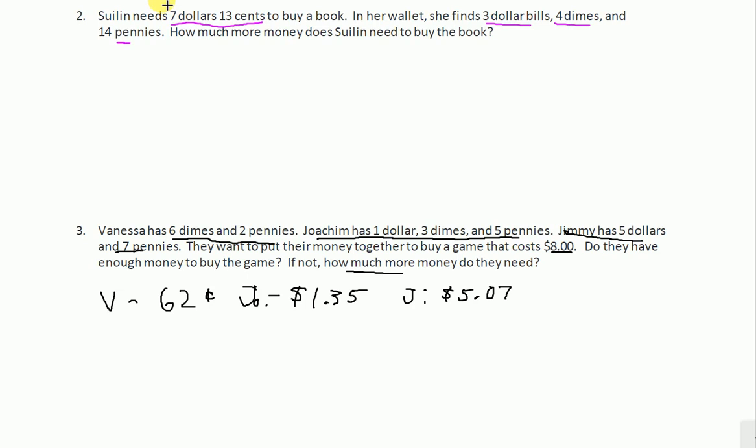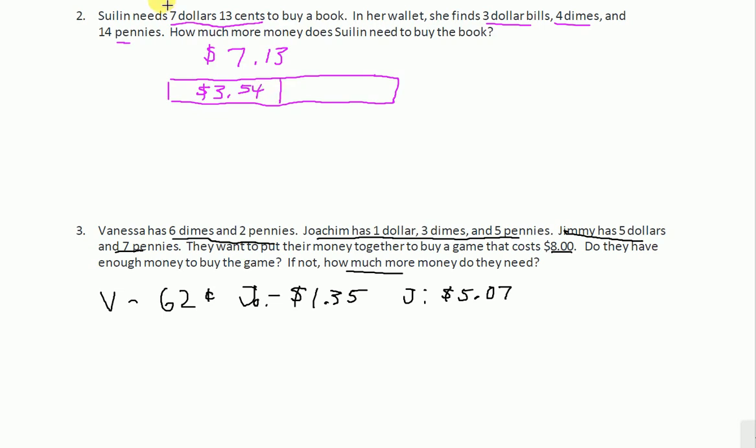All right. Well, she needs $7.13. Okay, that's how much she needs to buy it. And she has found, let's see, how much has she found? Let's do a tape diagram here. She's found $3, 4 dimes, well, that's 40, and 14, that's 54 cents.